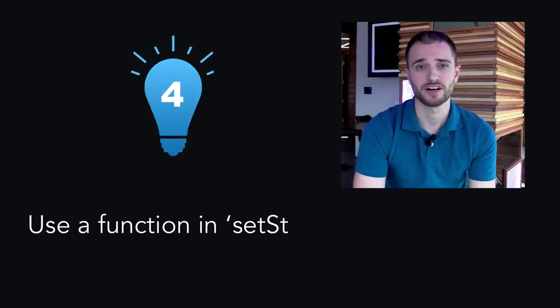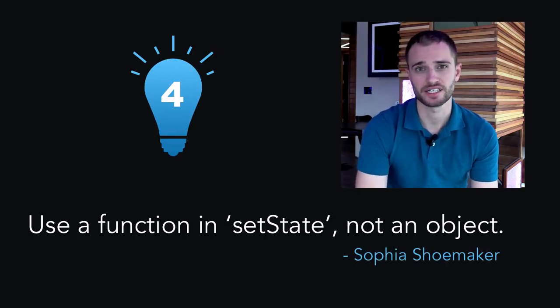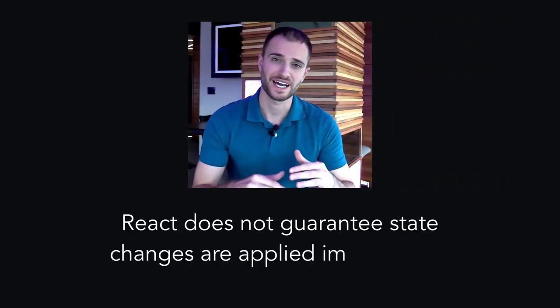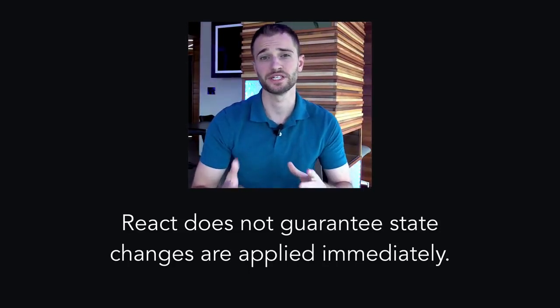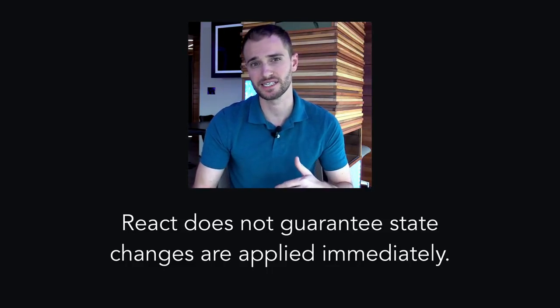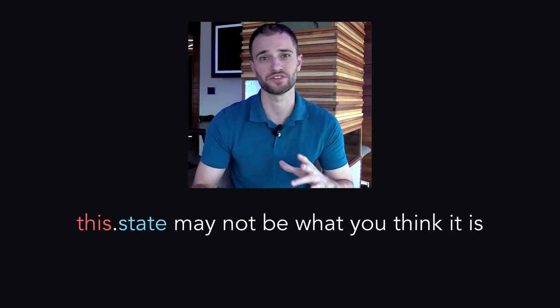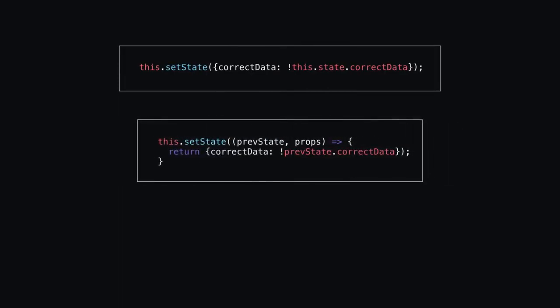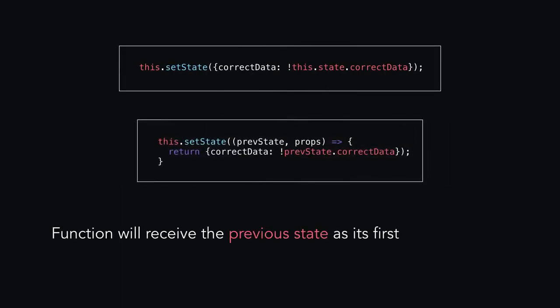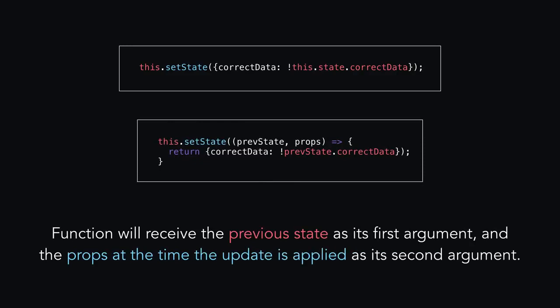Tip 4. Use a function in setState, not an object. According to the React docs, React does not guarantee that state changes are applied immediately. Therefore, reading this.state right after calling setState is a potential pitfall, because this.state may not actually be what you think it is. Instead of updating state with an object like we see here, we can update it with a function, like so. The function will receive the previous state as its first argument and the props at the time the update is applied as its second argument.